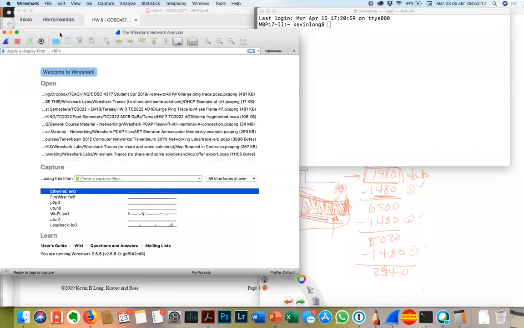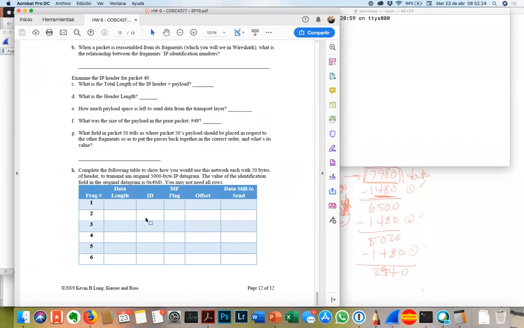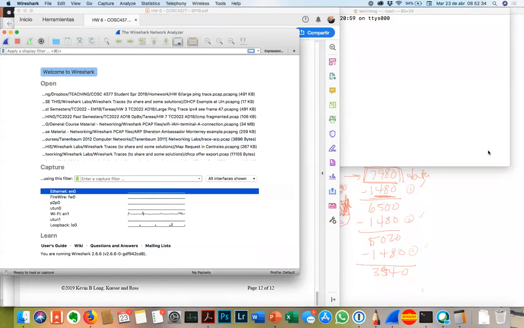So what is that field? How do I tell what that field is? That, it turns out, is the identification field. It's the same for every fragment. That's how you tell what original datagram it belonged to, and I'll show it to you. So what I'm going to do is I'm going to ping someone.